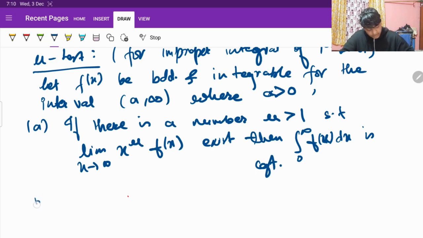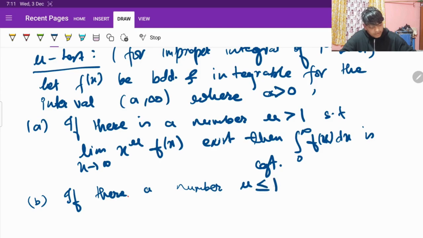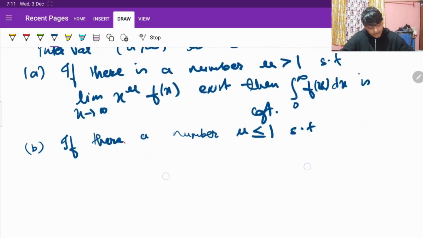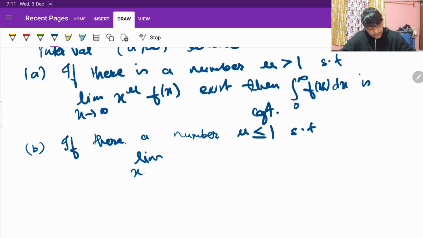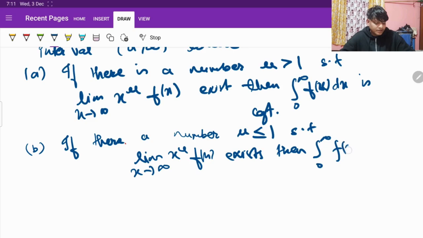Okay, so looking at the other case, if there is a number mu which is less than or equal to 1, just the opposite, such that the limit as x tends to infinity of x to the power mu f(x) exists, then my integration f(x) dx is divergent. Okay, so it is going to be divergent.